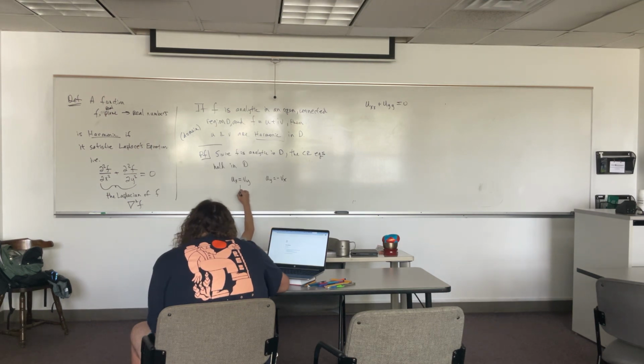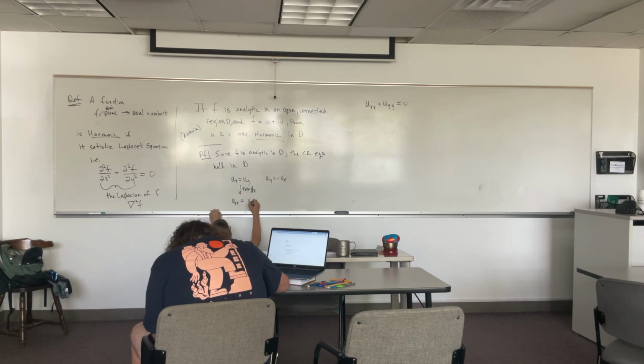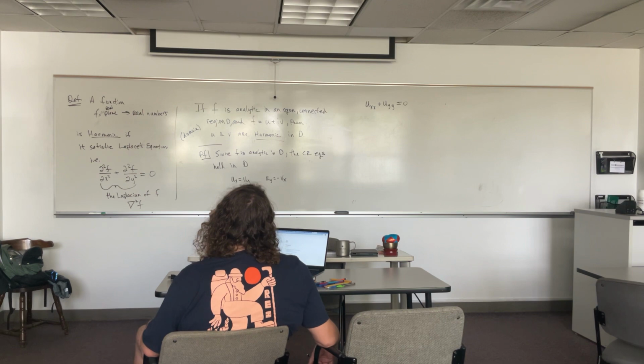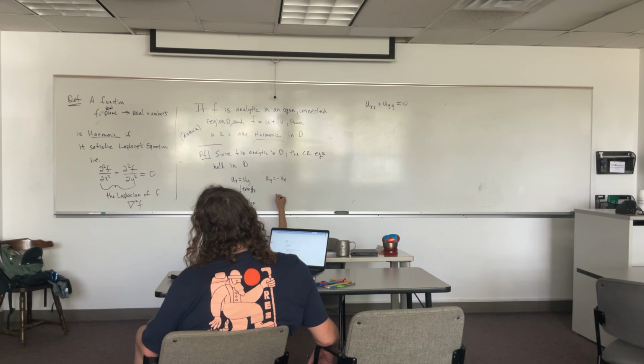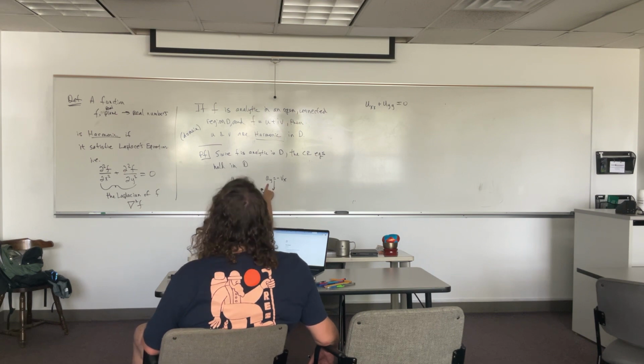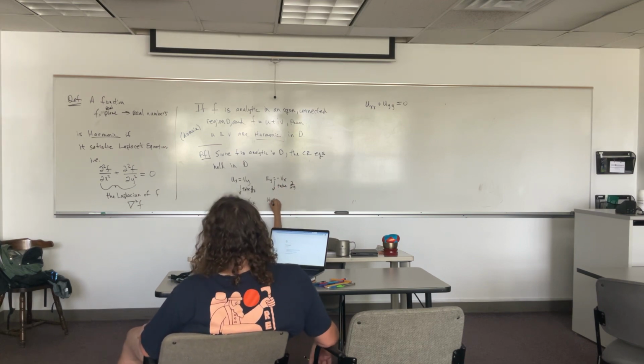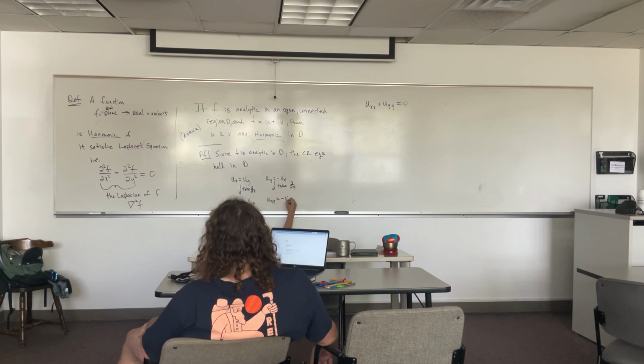To do that, I'm going to take the partial with respect to x of each side. So this becomes u, second partial with respect to x, equals v_yx, the mixed partial: do the y derivative, then the x derivative. And then over here, we're going to take the derivative with respect to y. So that becomes u_yy equals negative v_xy.